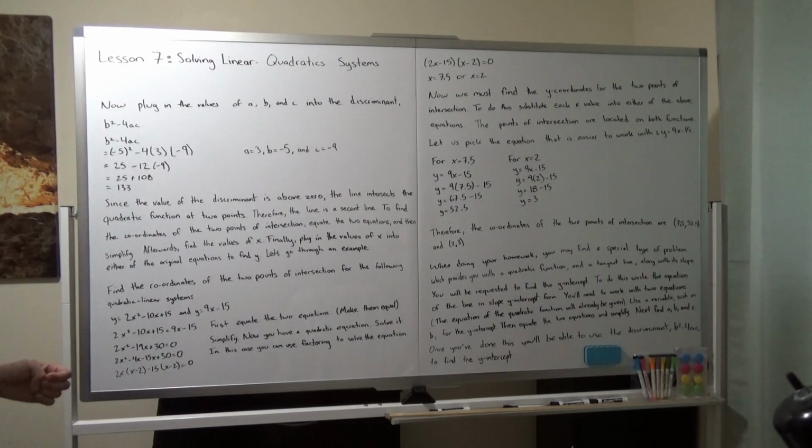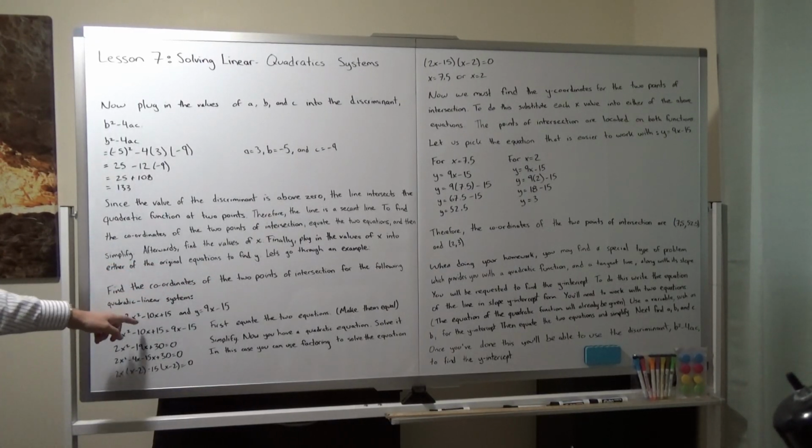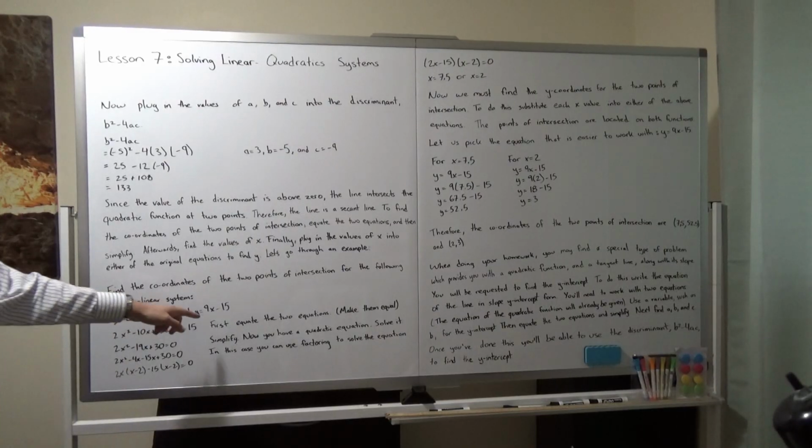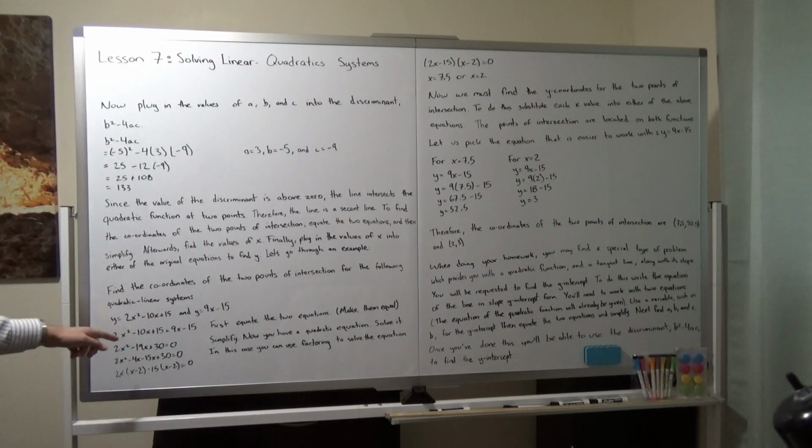Find the coordinates of the 2 points of intersection for the following quadratic linear system. We have y equals 2x squared minus 10x plus 15, and y equals 9x minus 15. First, equate the 2 equations: set this equal to this. So 2x squared minus 10x plus 15 equals 9x minus 15.